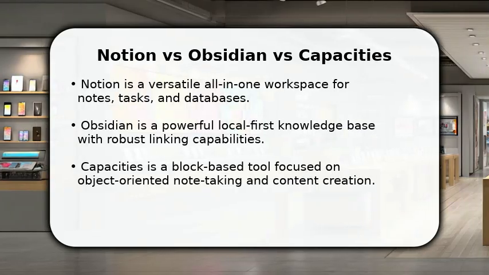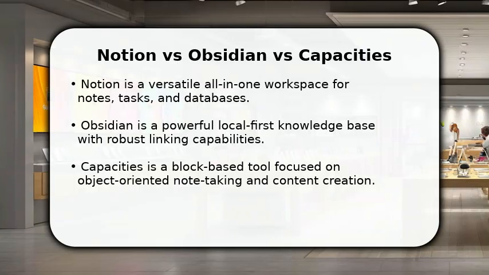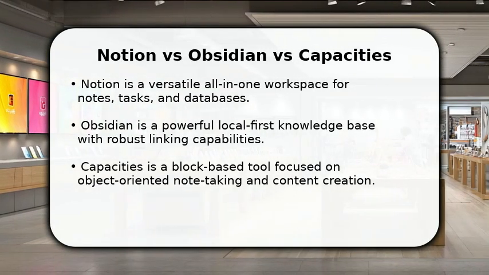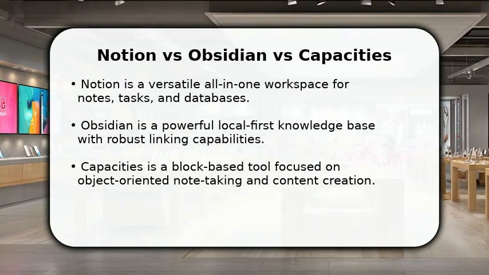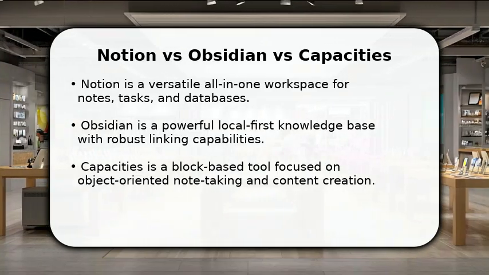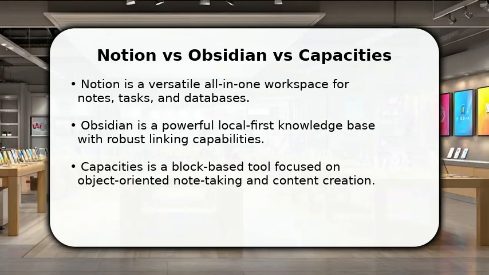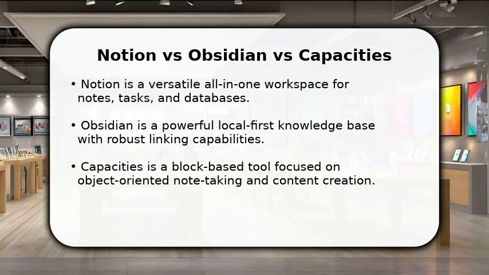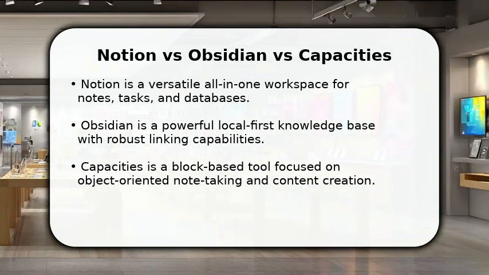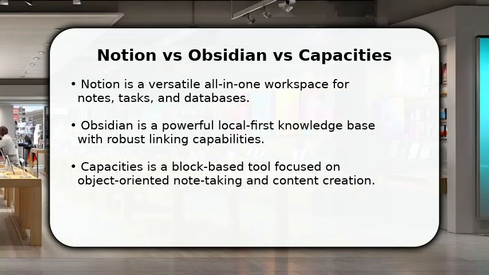In this video, I will compare Notion versus Obsidian versus Capacities. Let's dive into their fundamental approaches to knowledge management. Notion offers an all-in-one workspace, perfect for structured data and team collaboration. Obsidian provides a local-first, plain-text environment, emphasizing interconnected ideas and personal knowledge graphs. Capacities introduces an object-oriented approach, allowing you to define and link various content types. Each tool caters to distinct needs, offering unique strengths for organizing your digital life.